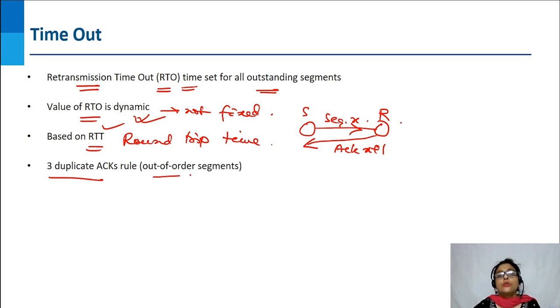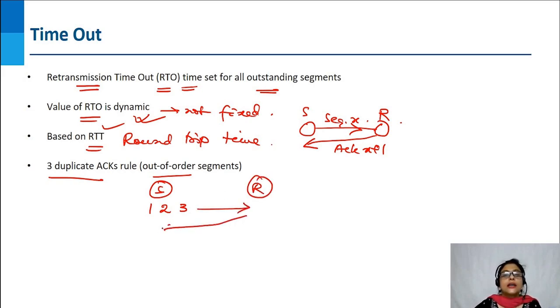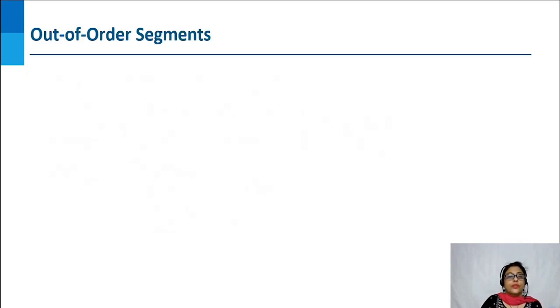This is for the out of order segments. What is the meaning of out of order segments? Suppose we have data segments 1, 2, 3 going from the sender to the receiver, and the receiver has acknowledged 2. That means 2 plus 1. It has acknowledged x plus 1. Here x is 2. But it has not acknowledged 1. So this one will be an out of order segment. We will look into this 3 duplicate ACK rule shortly.